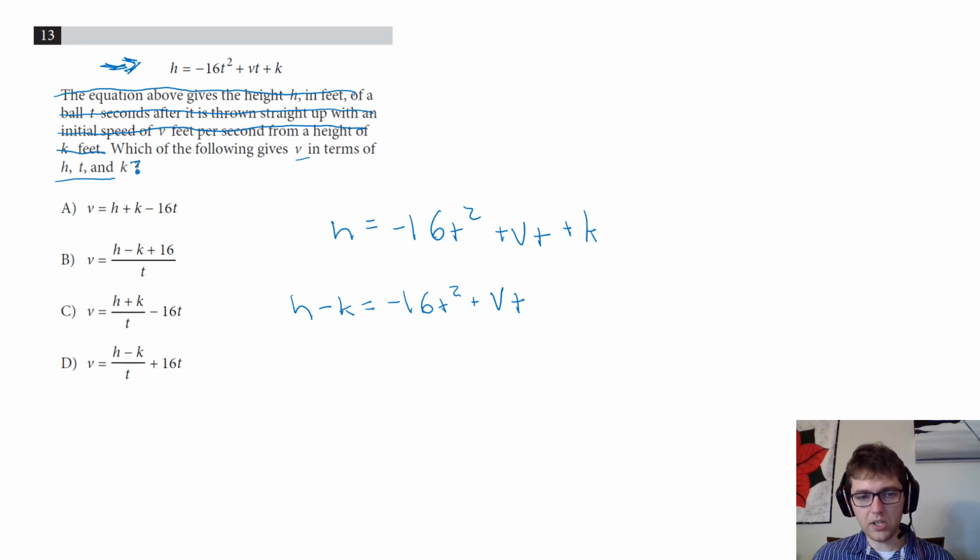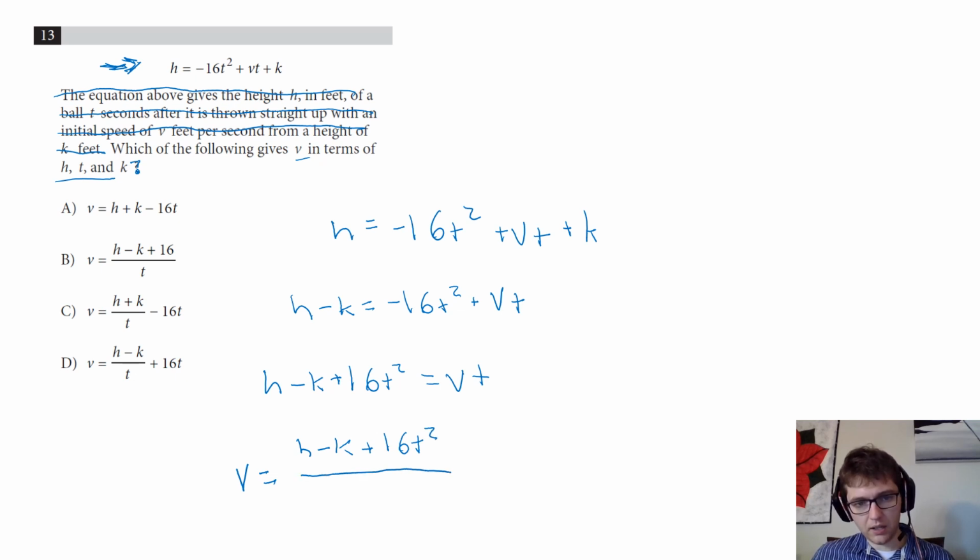We're looking to isolate v, so let's add 16t squared to both sides. So we have h minus k plus 16t squared is equal to vt. Okay, so to isolate v, all we have to do is divide by t. I'm going to switch the sides too. I'm going to put v on the left-hand side. So v is equal to h minus k plus 16t squared, all divided by t.